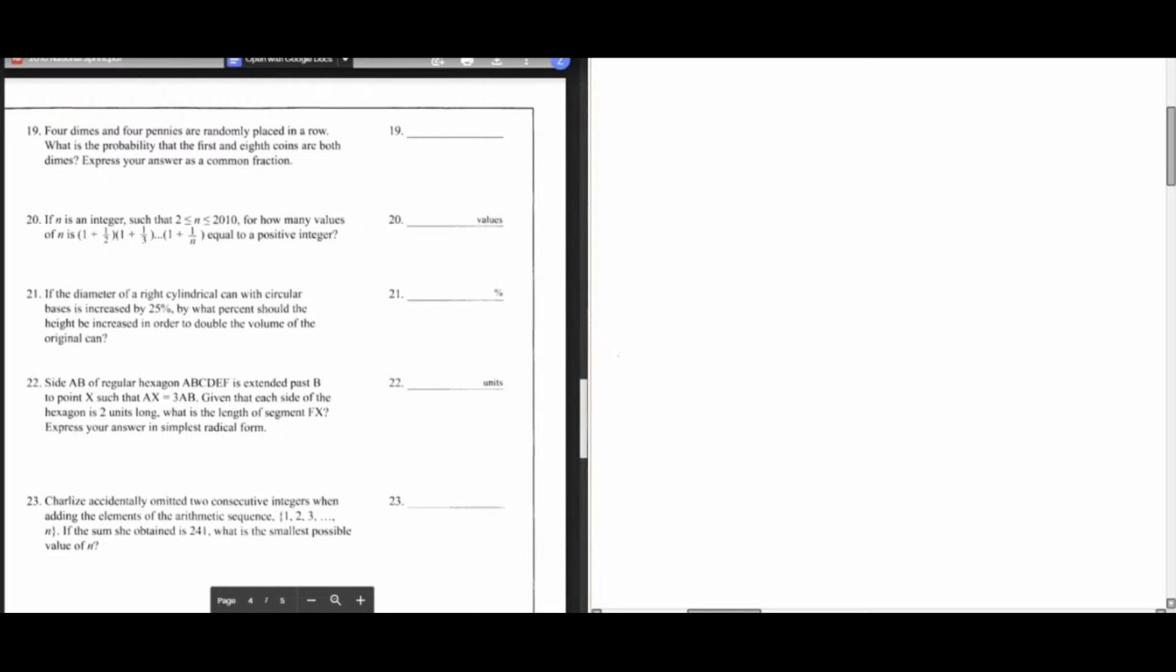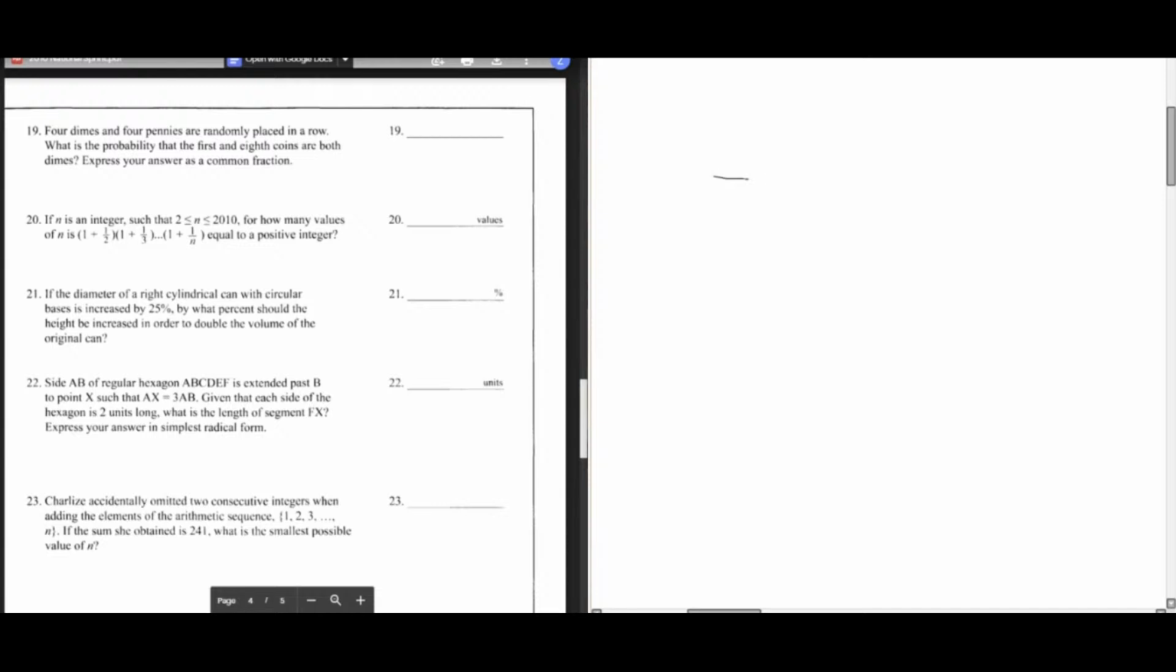Alright, problem 22. Side AB of a regular hexagon ABCDEF is extended past B to point X such that AX equals 3AB. Given that each side of the hexagon is 2 units long, what is the segment length FX? Express your answer in simplest radical form.